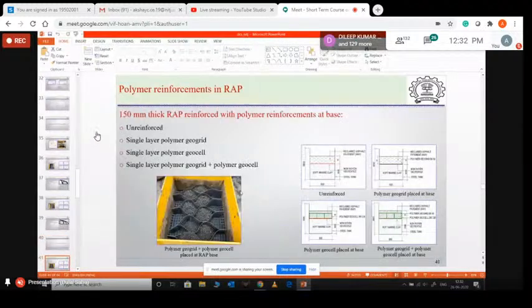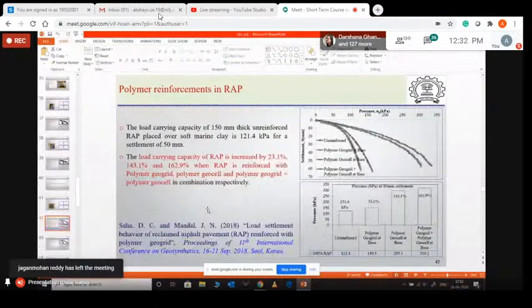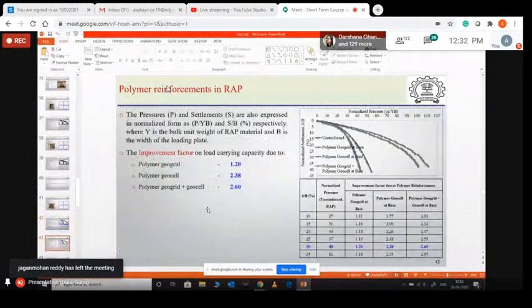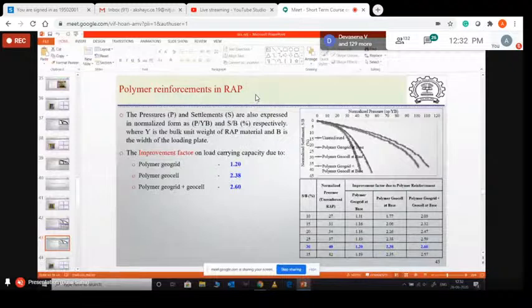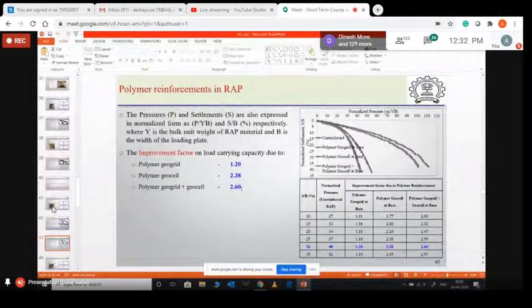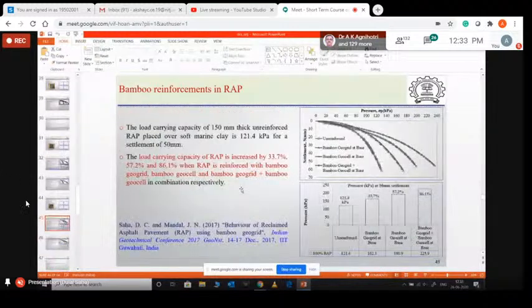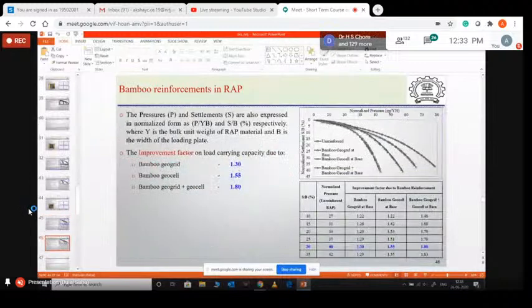So with wrap also, similar types of tests we have done. That means wrap reinforced with geogrid and geocell, exactly the similar way, only the material is changed. We have found this load carrying capacity also. Then we have found that there is improvement of load carrying capacity, because for WMM it was 3.28, but for wrap it is 2.6 only, but there is improvement in load carrying capacity. For bamboo, there was also improvement.